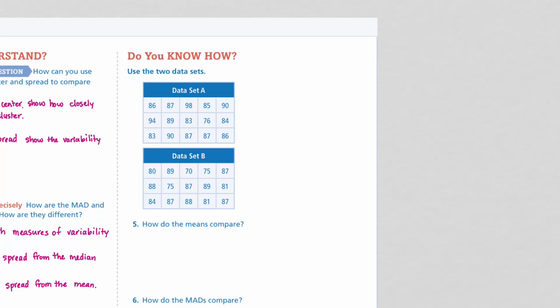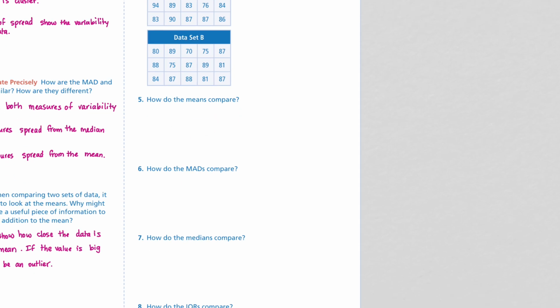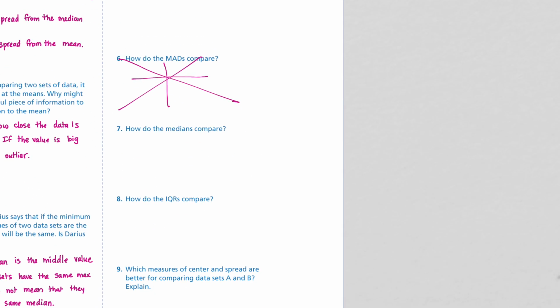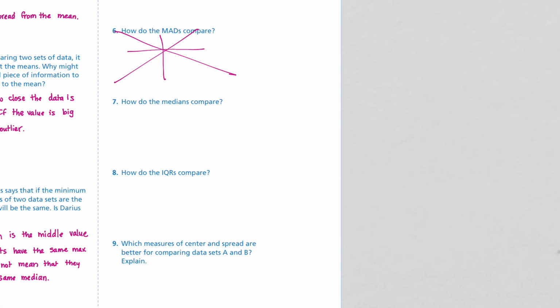You're going to be using these two data sets, data set A and data set B, and then you're going to find the means because you need to compare them. Do not find the MAD. We did not work on finding the MAD, so skip that part. Answer question number 7. How do the medians compare? How do the interquartile ranges compare? And which measure of center and spread are better for comparing the data sets, A and B? Make sure that you explain.